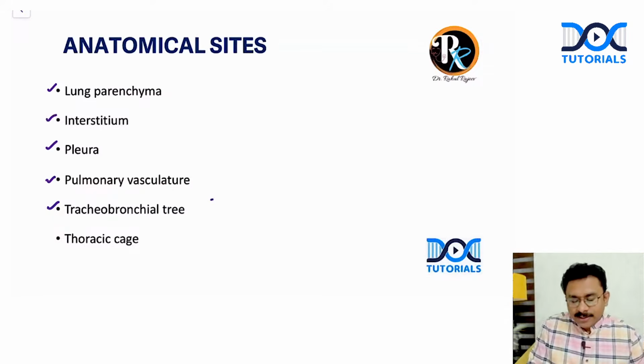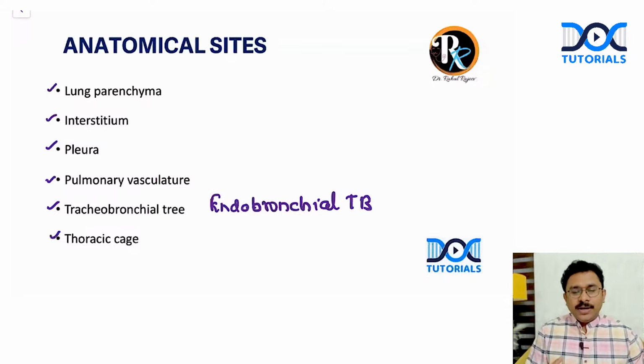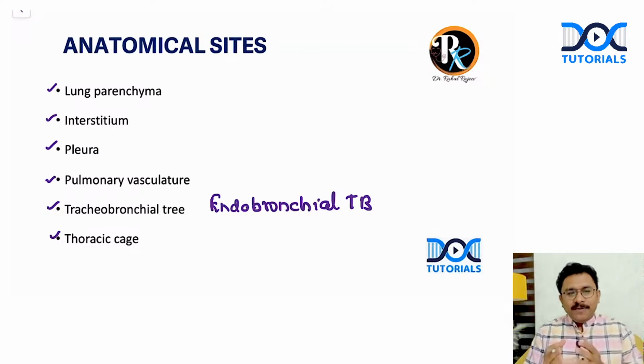We could be discussing a case of endobronchial tuberculosis, right? That is, even TB can involve the larger airways as well, endobronchial tuberculosis. Then you can have the thoracic cage being involved in disorders like kyphoscoliosis, in disorders like ankylosing spondylitis. And sometimes you can have disorders which can have combinations.